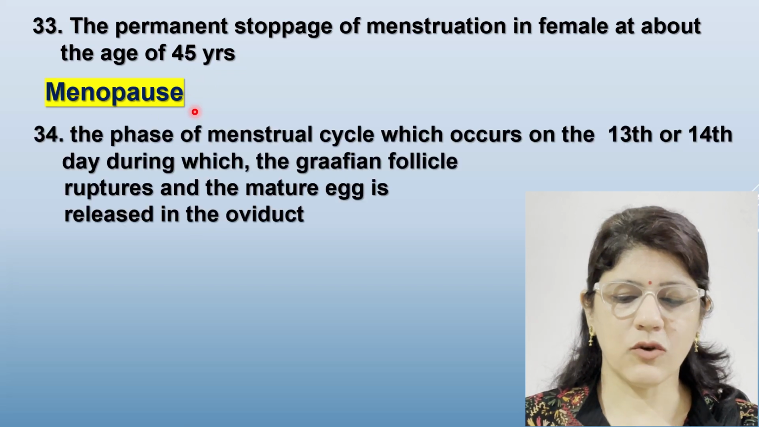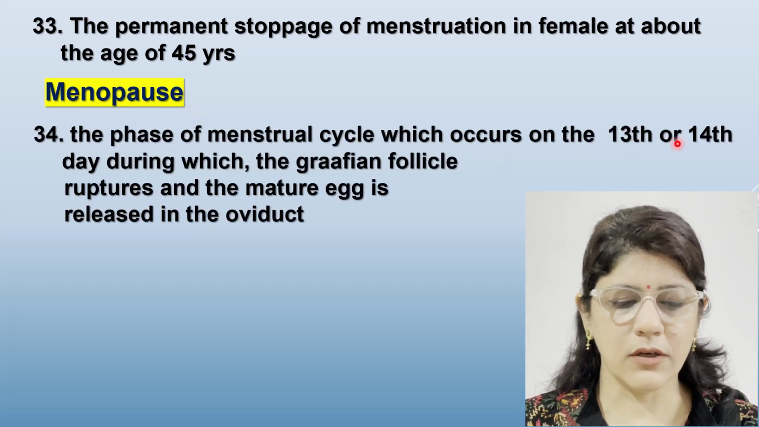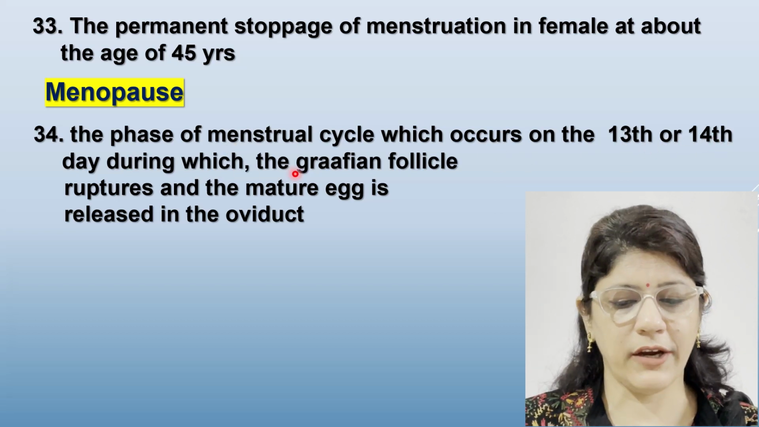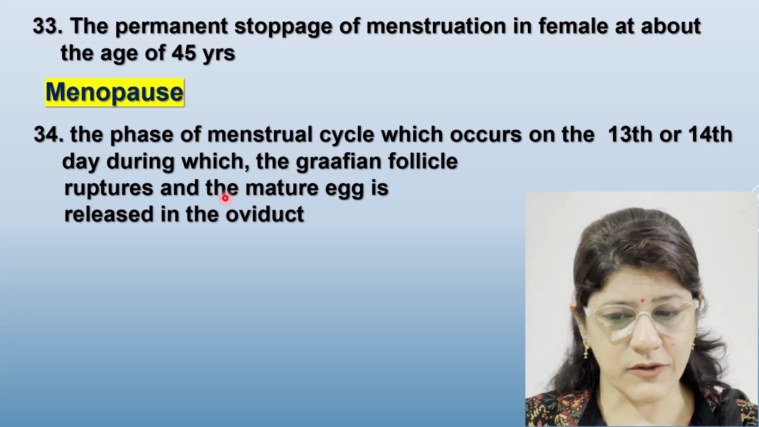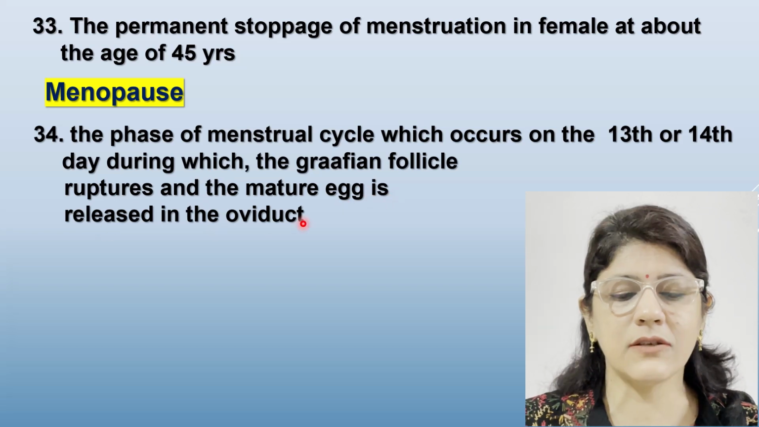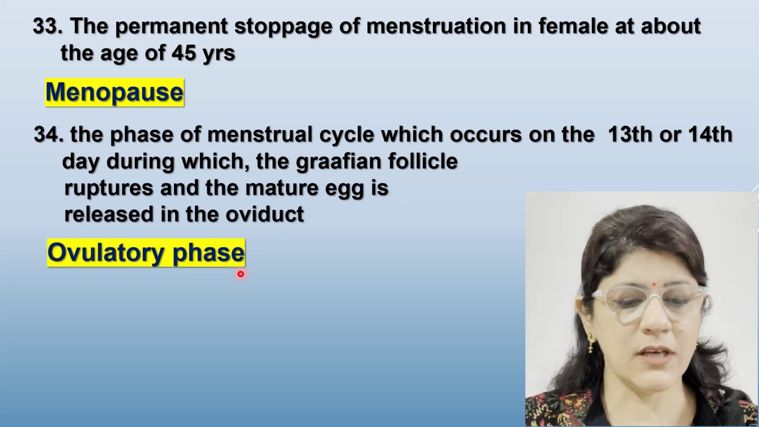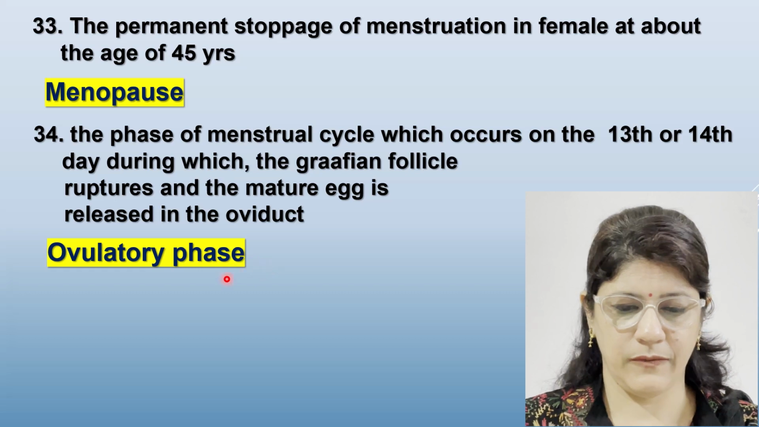The phase of the menstrual cycle which occurs on the 13th or 14th day, during which the Graafian follicle ruptures and the mature egg is released in the oviduct. This phase is the ovulatory phase.